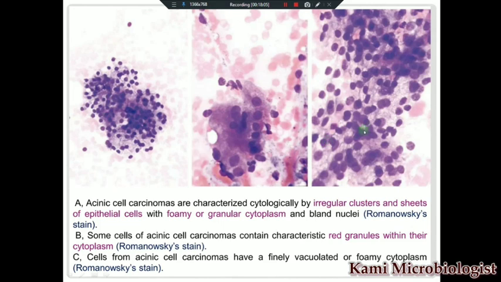These three are the fields, as you can see, and these are also cancer fields. This first field is showing acinic cell carcinoma, characterized cytologically by irregular clusters and sheets of epithelial cells with foamy granular cytoplasm and bland nuclei. This is Romanowsky stain. Next we have some cells of acinic cell carcinoma containing the characteristic red granules within their cytoplasm. This is Romanowsky. The third one is also Romanowsky, and in this case we can see acinic cell carcinoma having finely vacuolated foamy cytoplasm.